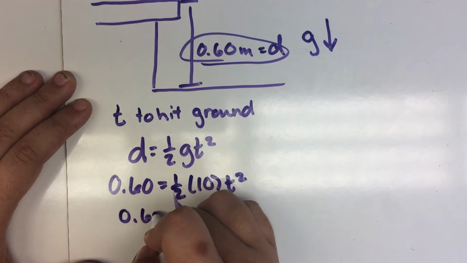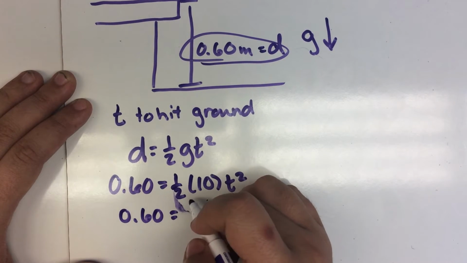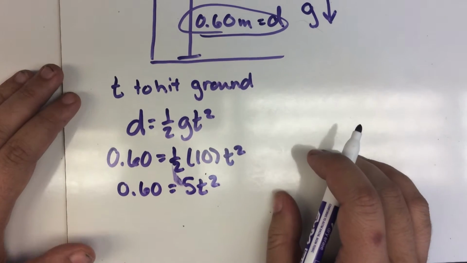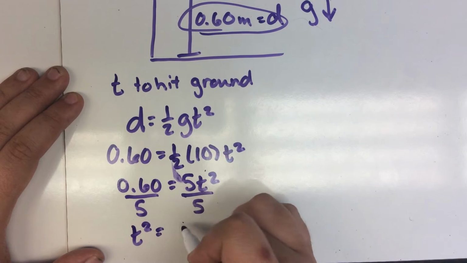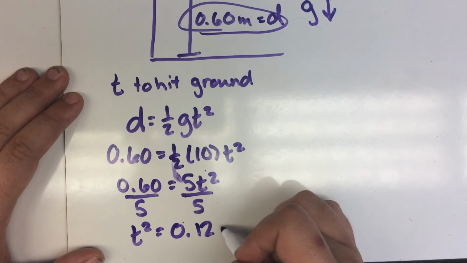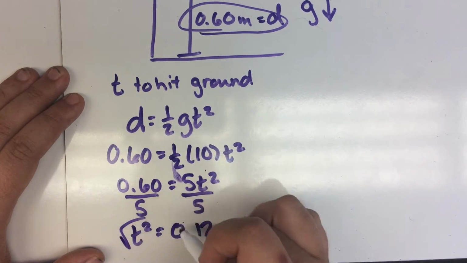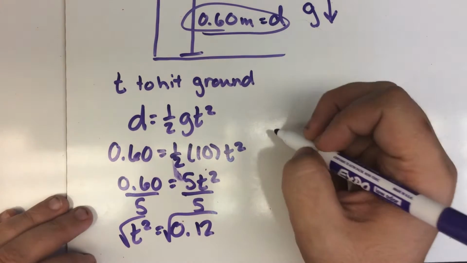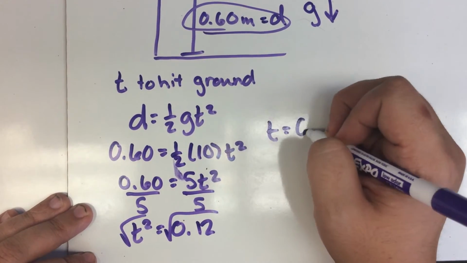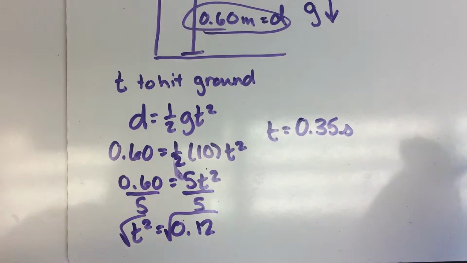So that's 0.60 equals 5t squared. Then we divide both sides by 5, and we get t squared equals 0.12. And then to get rid of the square, I need to square root it. So that gives me, let me see, get my calculator out. That would give me a time of 0.35 seconds.